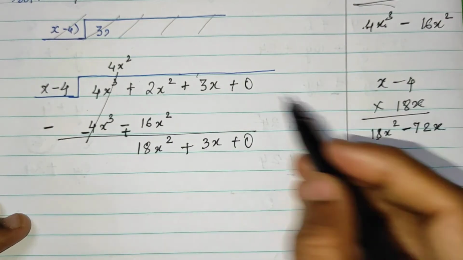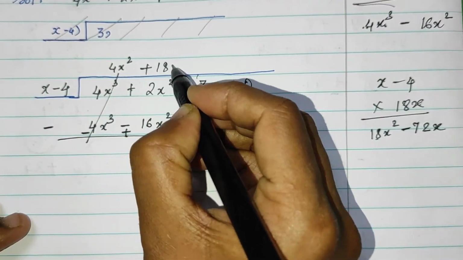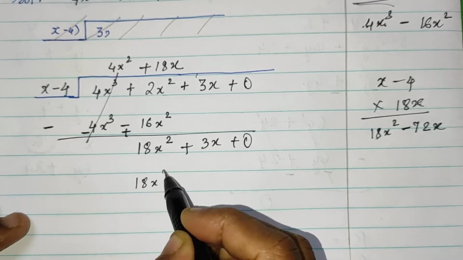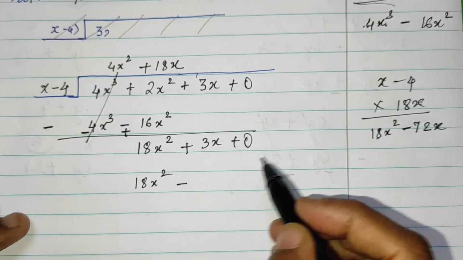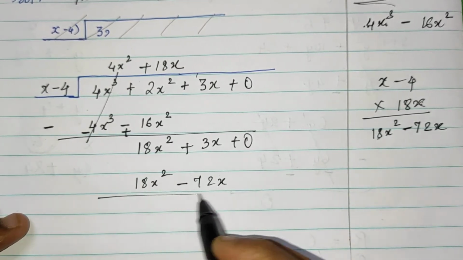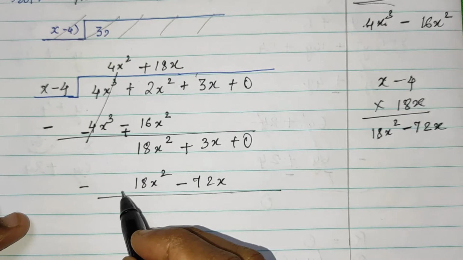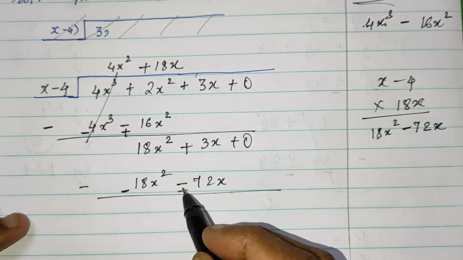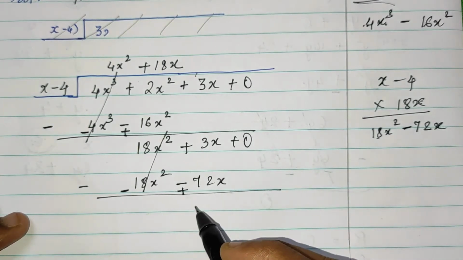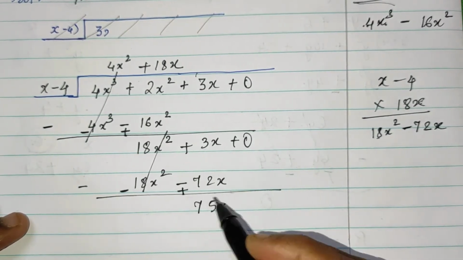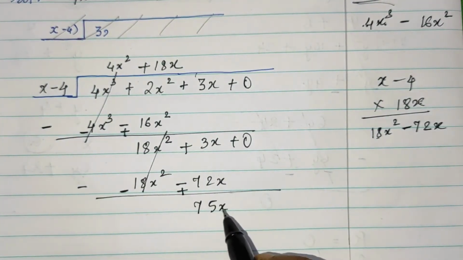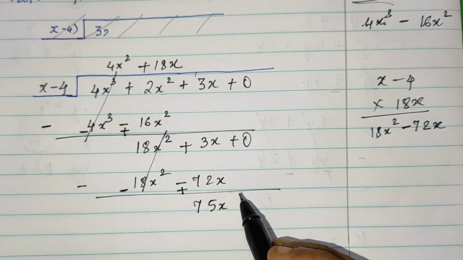So you get 18x squared minus 72x. Minus into plus, minus, minus into minus, plus. So this will get cancelled, and here you have 75. Since 72 now has the sign plus, it is 75x.